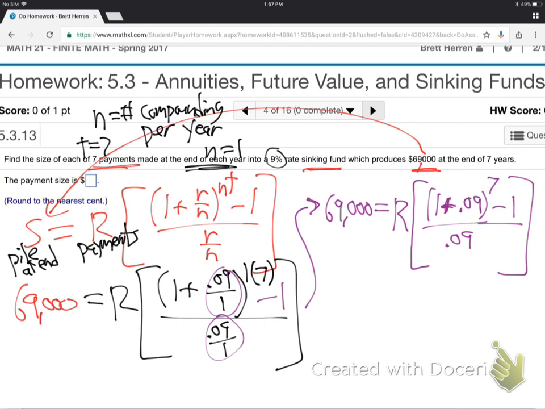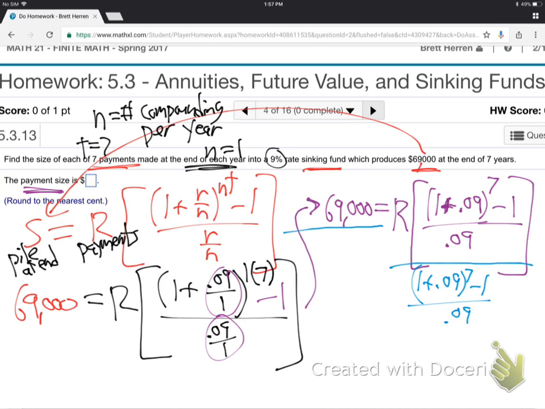All right, now I'm trying to solve for R, right? They're asking me what the payment size is. How do I solve that equation for R? Got to divide by that whole big chunk, don't I? That whole big chunk has to be divided by. So let's do that. Let's divide by that whole 1 plus 0.09 to the 7 minus 1 over 0.09.